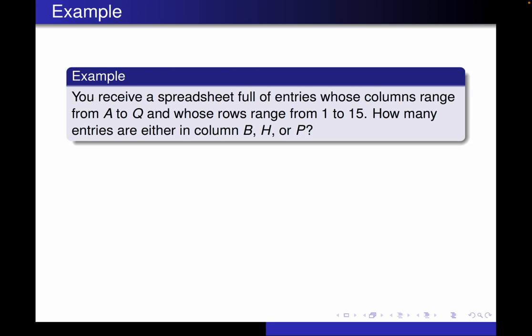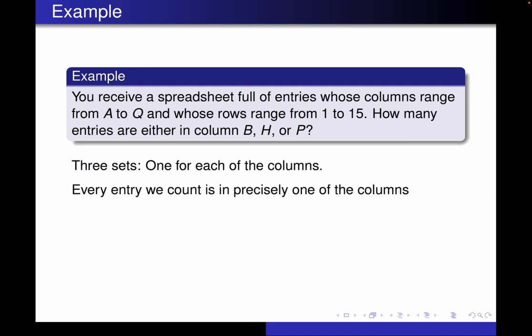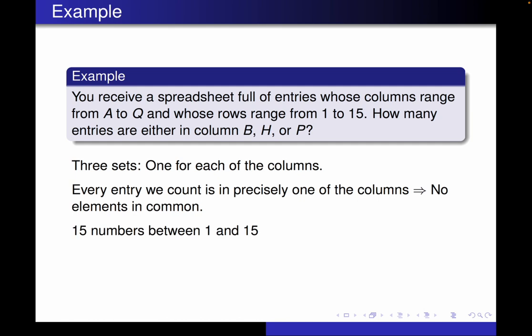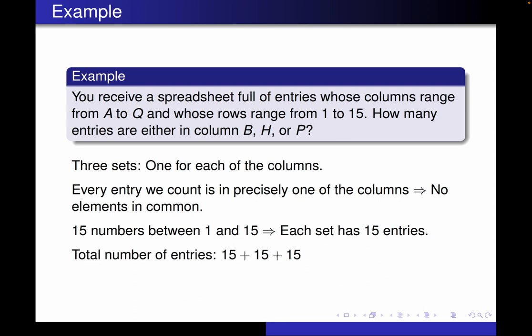And we can do this even if we have more than 2 sets. We can have 3 sets of entries. So how many entries are either in column B, H, or P? Same setup otherwise. The rows range from 1 to 15. Well, in this case, we have 3 sets, 1 for each column. And every entry we count is in precisely one of the columns. That means there are no elements in common among those sets. There are 15 numbers between 1 and 15. That one's easy to count. So that means each of the sets has 15 entries. Since there are 3 sets, our total number of entries is 15 plus 15 plus 15, which gives us 45.